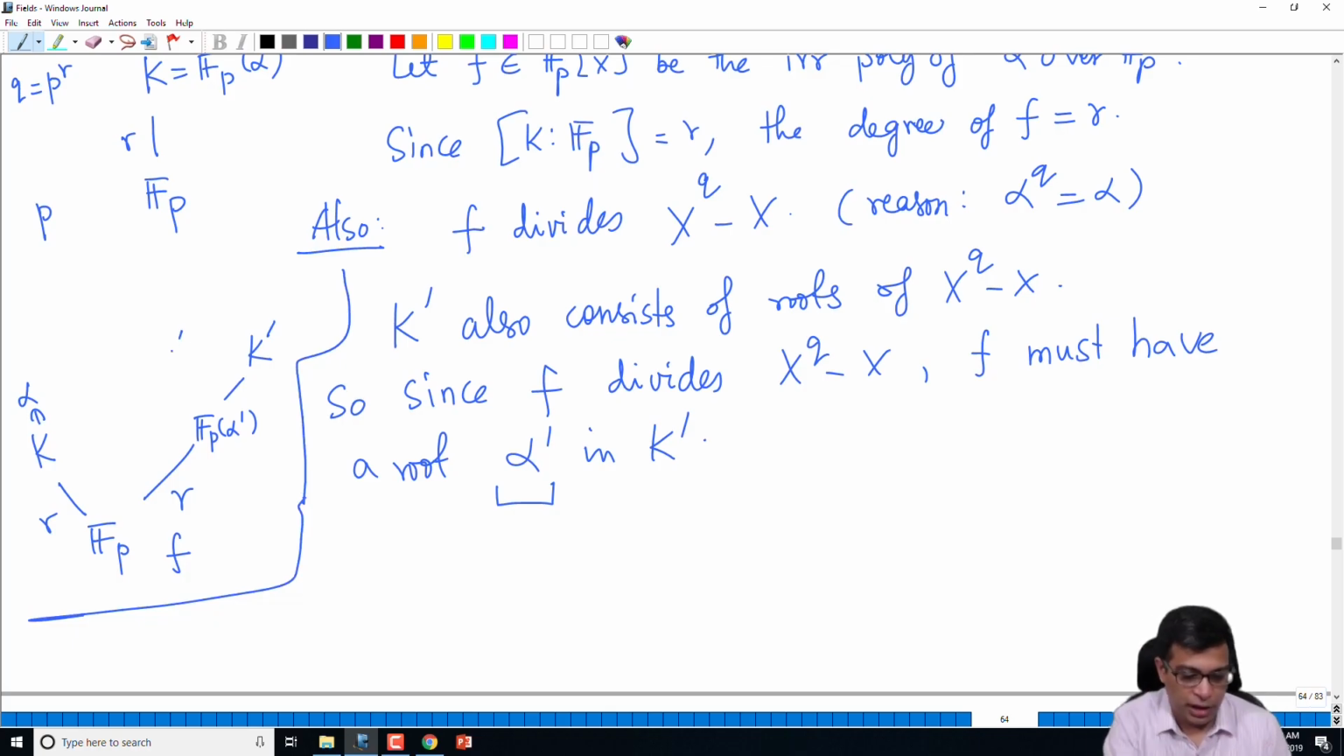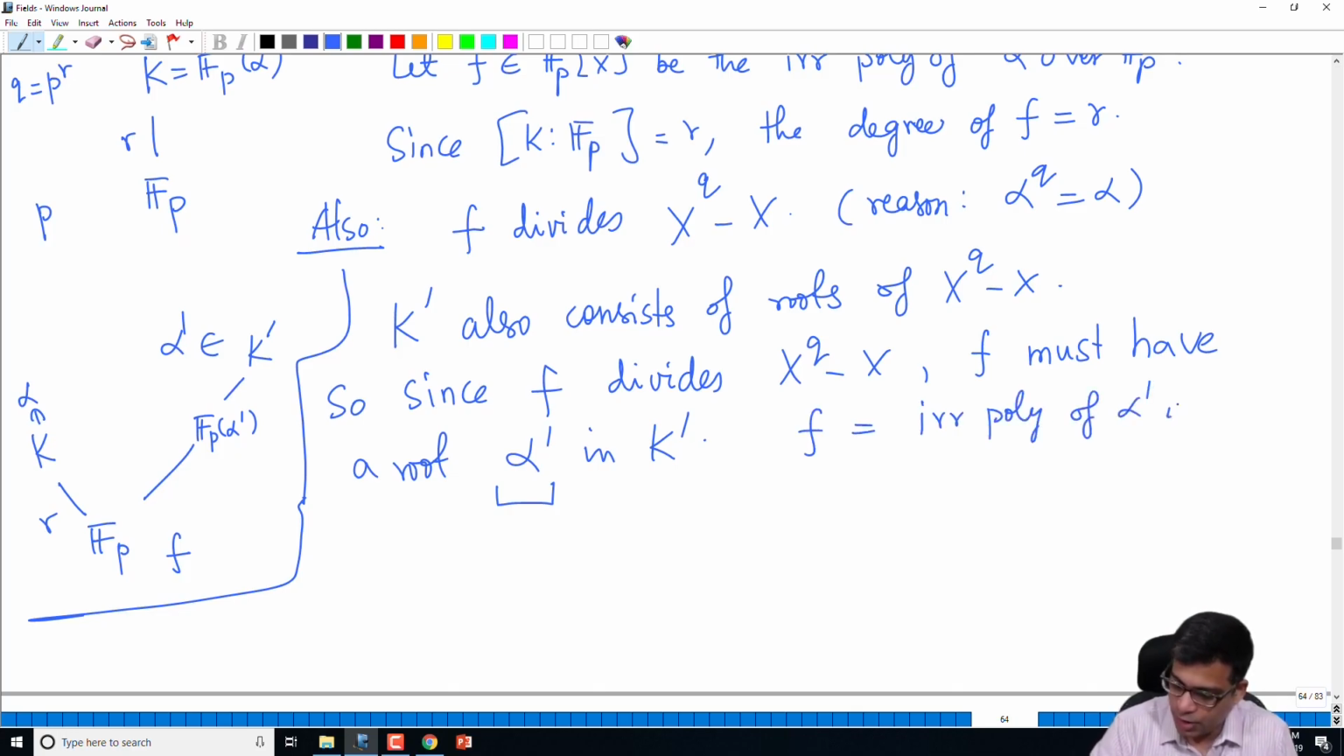So Fp(alpha prime) is here, which is a root of f. Fp(alpha prime) is the field generated by alpha prime, where alpha prime is the root of f. So f must be the irreducible polynomial of alpha prime over Fp, because f is an irreducible polynomial and alpha prime is a root of f. But then the degree of f is r, so this must be r, right?